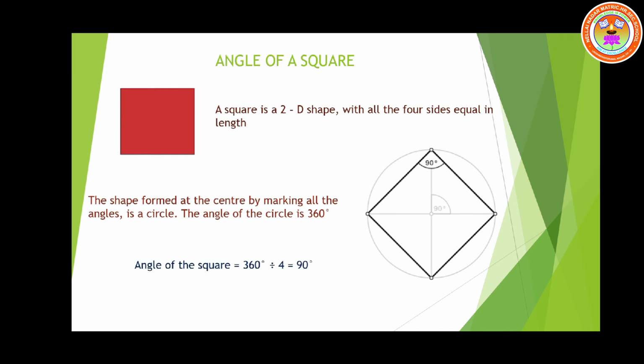Now that 360 degrees, I am going to divide it by 4 because the circle shape formed at the center of the square is divided into 4 angles. So when I divide 360 by 4, it is 90 degrees.